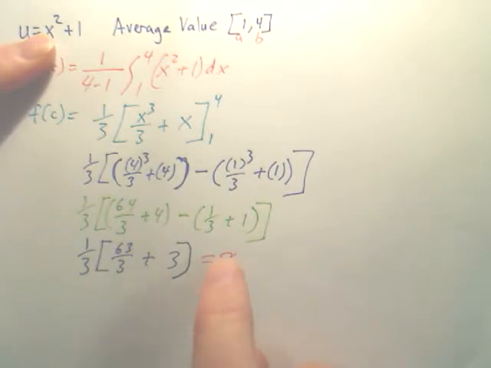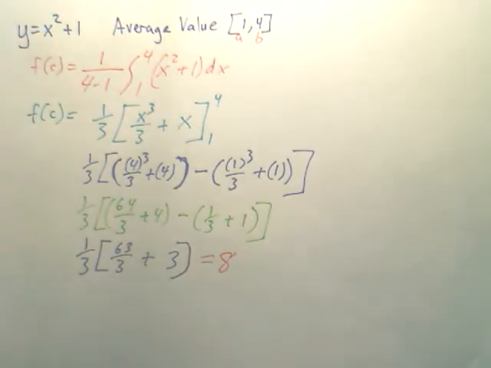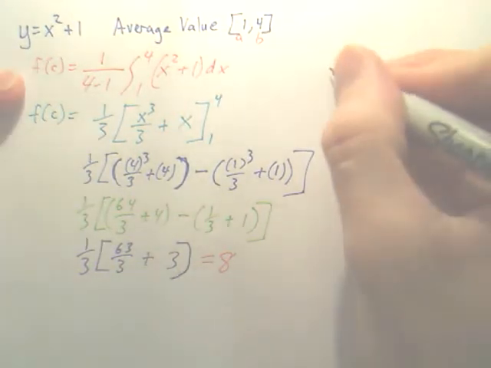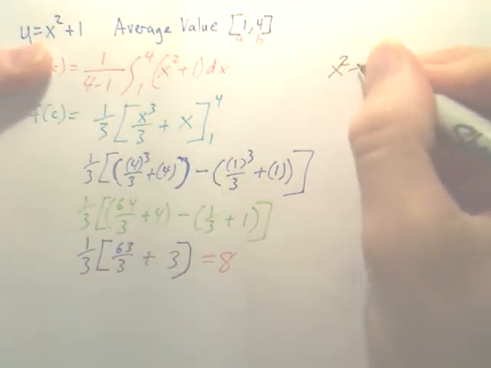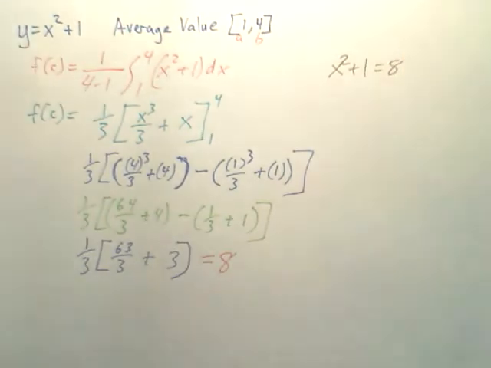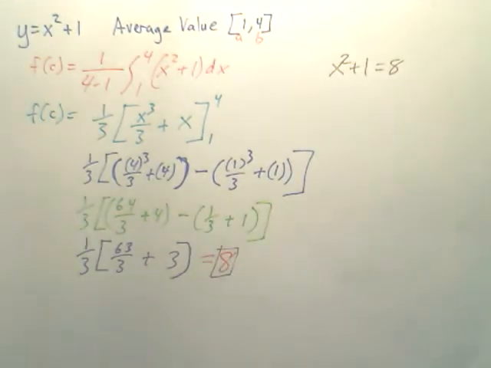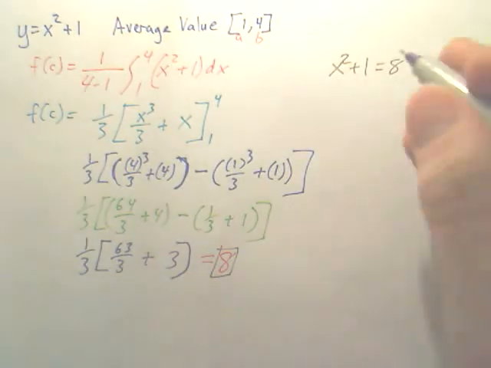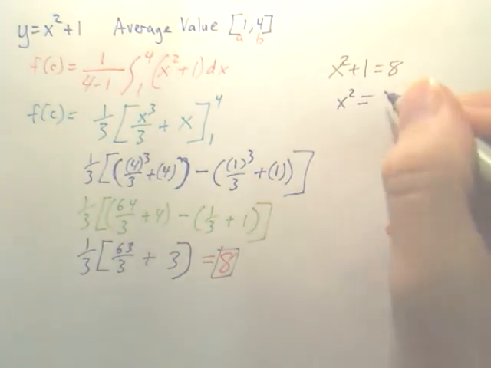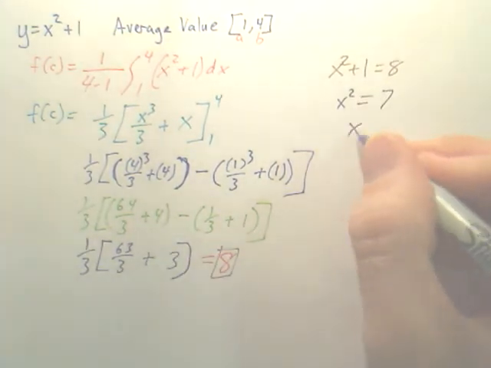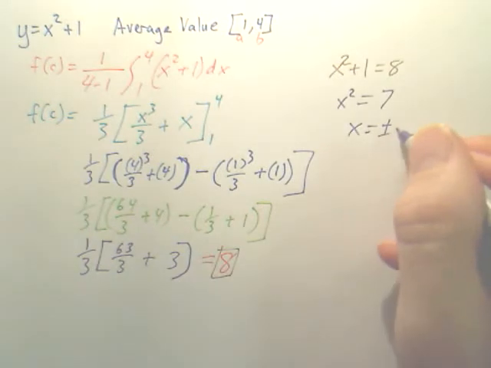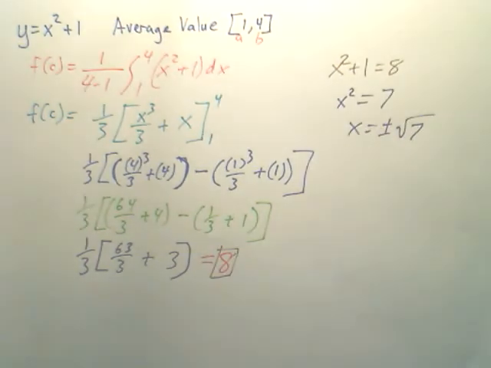Now, if I want to find out where I get this average height, what you do is you set the equation x squared plus 1 equal to 8 and solve it. You set the equation equal to the answer. This was your answer, that's your average height. To find out where it gets the average height, you set it equal, and when you solve this, you get x squared equals 7. So x equals plus or minus the square root of 7.